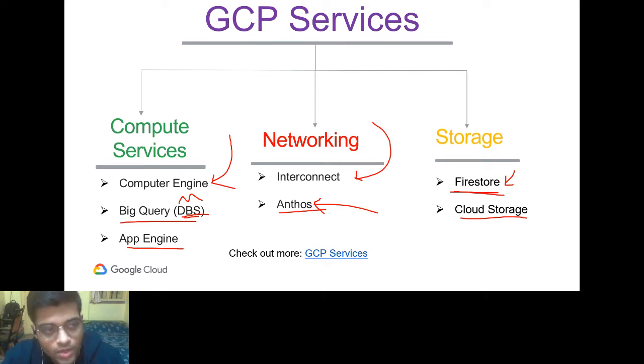Anthos will help you when there are containers involved. Usually whenever you're talking about big companies making apps, we will test it out on containers only, because we don't want one machine for every version of the app. We want one computer which will handle 50 versions of the app. So we would use containers only. In the same way, if there are containers, we can shift them to the cloud with the help of Anthos, right?